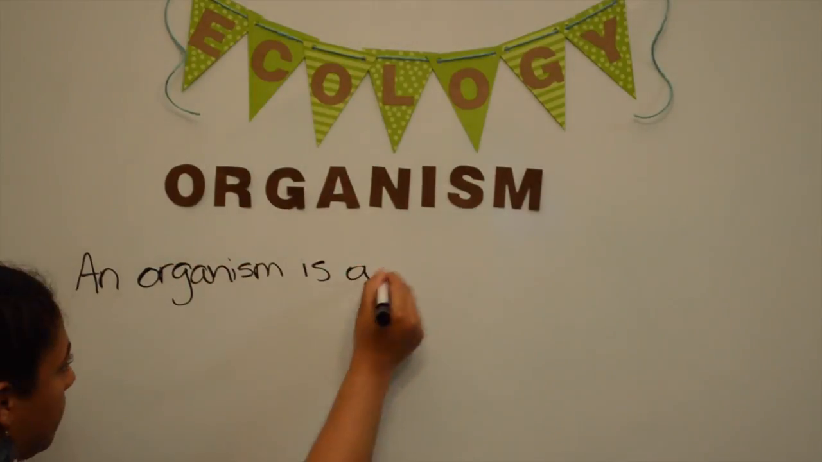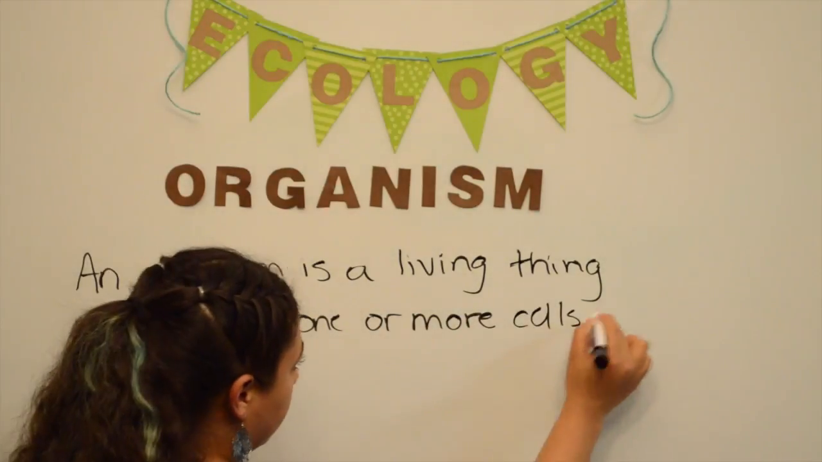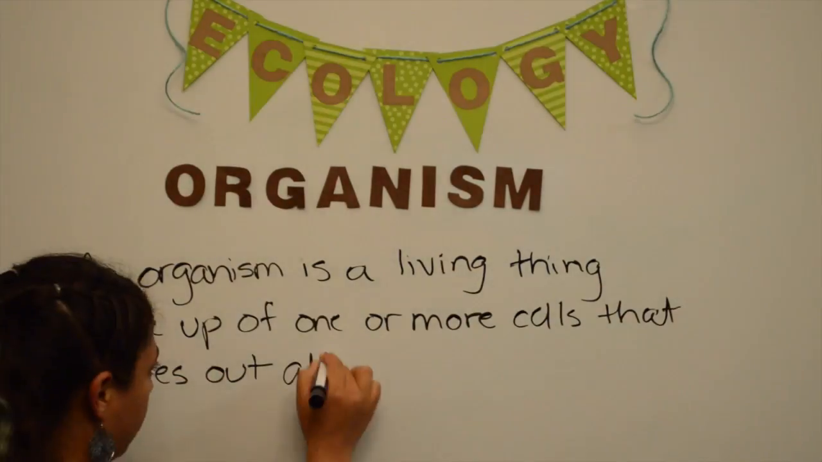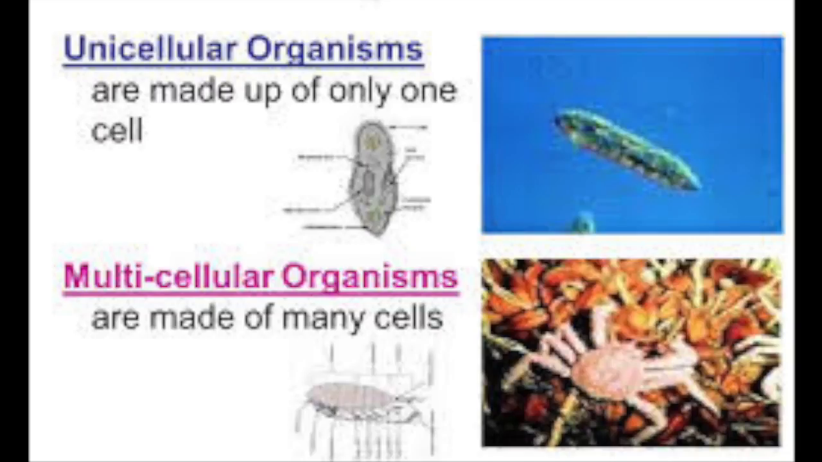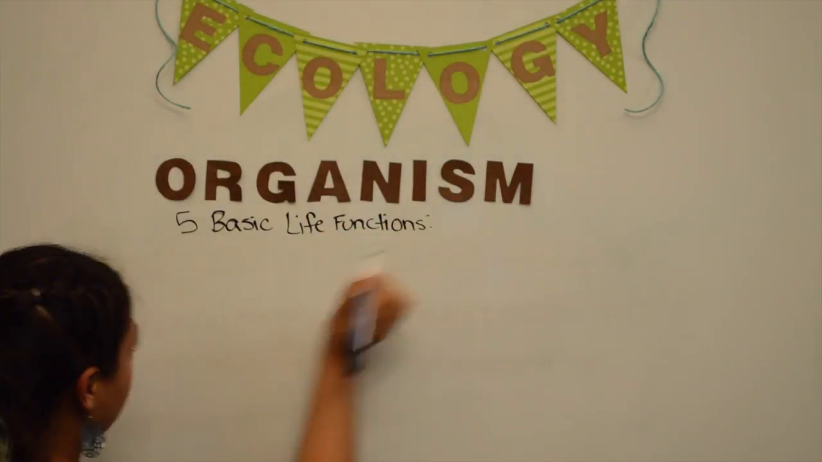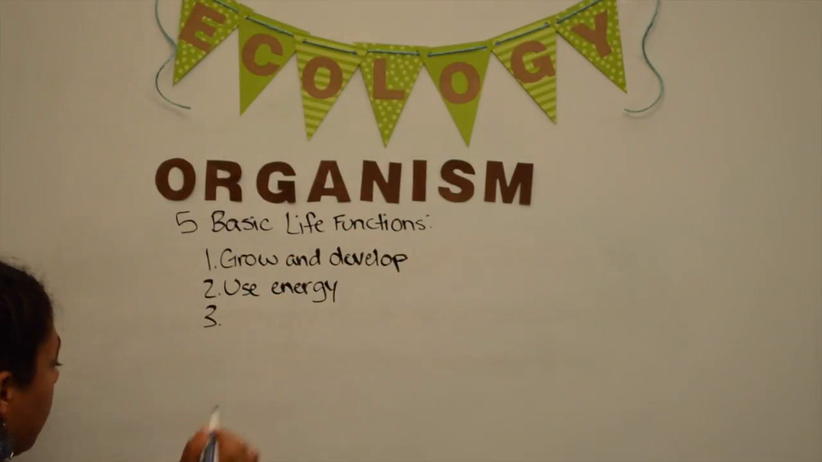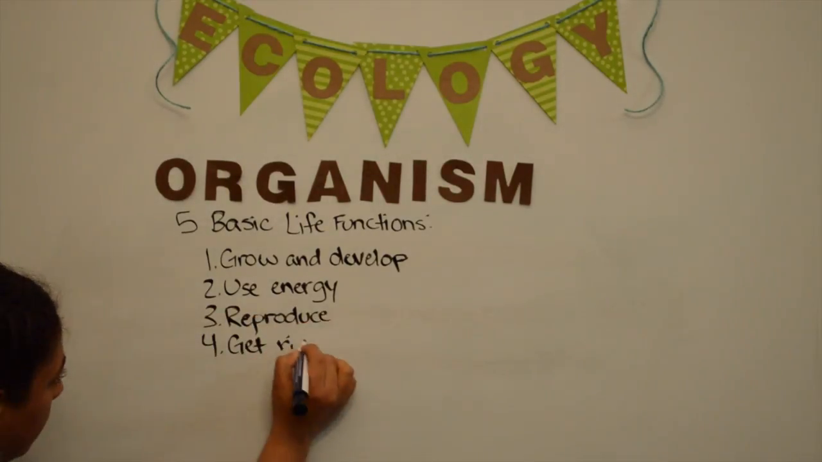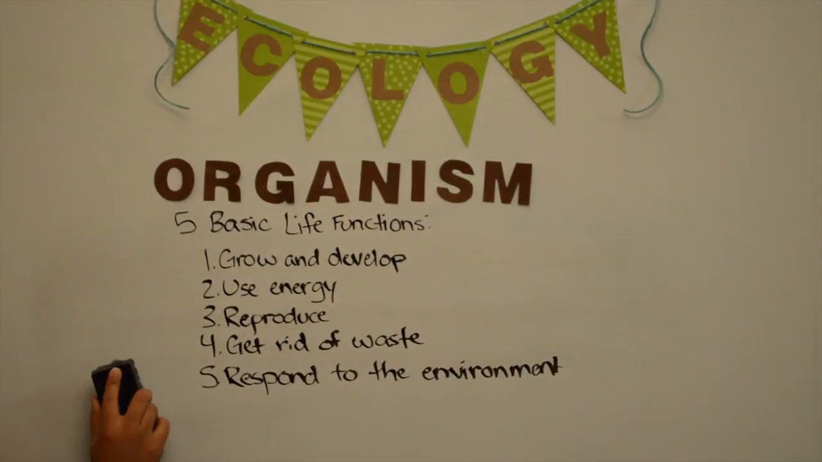An organism is a living thing made up of one or more cells that carries out all the basic life functions. If it is made up of one cell, it is considered unicellular. If it is made up of more than one cell, it is considered multicellular. There are 5 basic life functions that organisms must carry out. They must grow and develop, use energy, reproduce, get rid of waste, and respond to the environment.